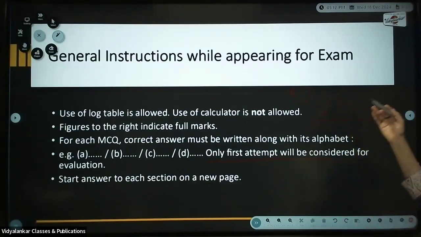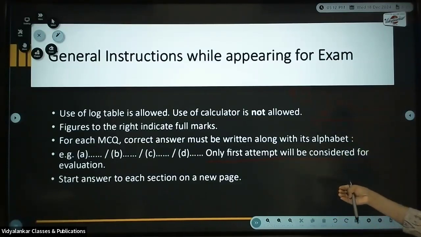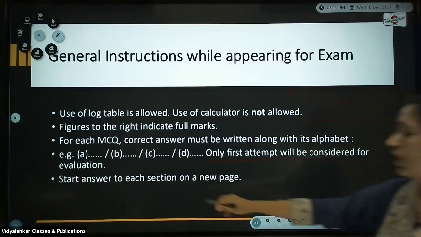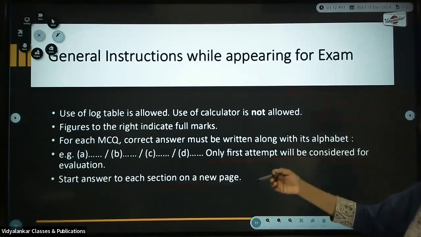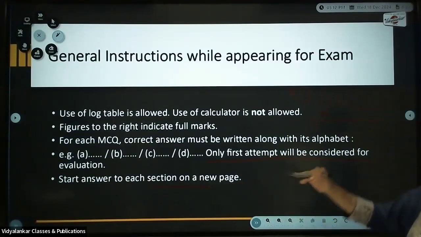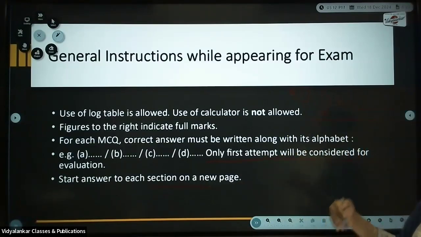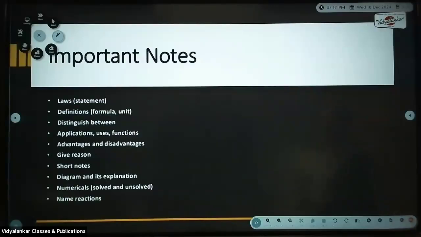Always start writing with section A only. Once you finish section A, go for section B, and start it on a new page. When you end section B, go for section C and then section D. Clear everyone? Okay.